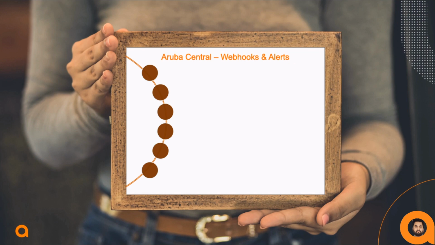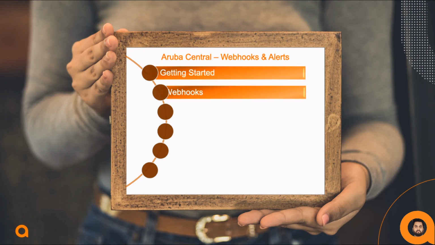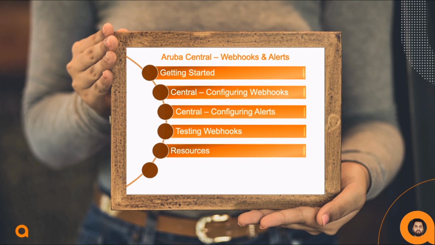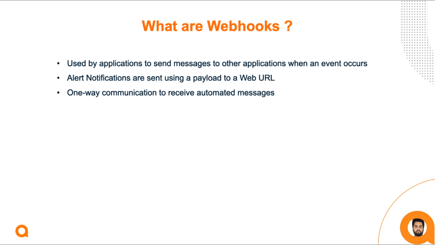First, we will see what webhooks are and then move into configuring webhooks on Aruba Central, following which we will see different types of alerts Central has to offer and how to configure them. Once webhooks and alerts are configured, we will see how to test them in order to receive notifications. Then, I will show you some resources where you can find more information regarding these webhooks and alerts. And then finally, I will show you how all of these come together to create a workflow. So let's dive right into it and get started.